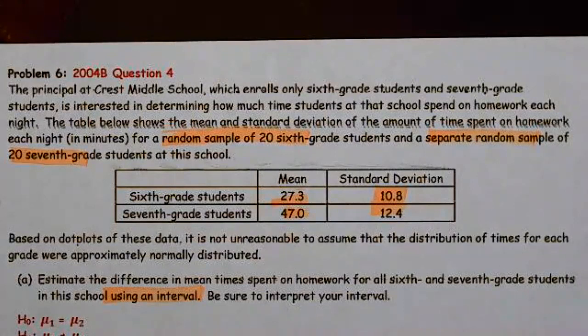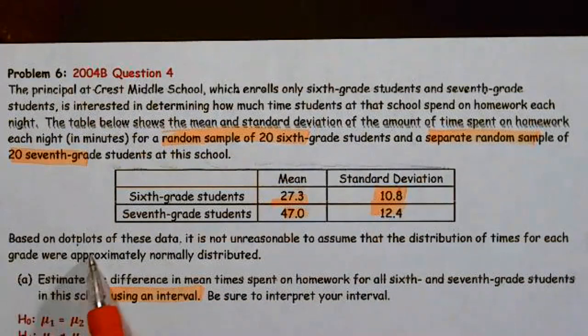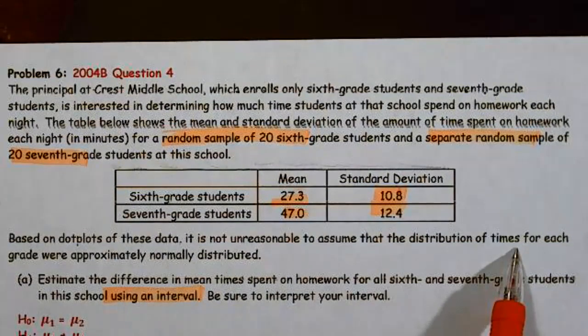Now, we can assume that those standard deviations and means came from the sample. Otherwise, how did they get them? And they told us that they were taking a sample. As soon as they say mean, and as soon as I have standard deviation, I go, all right, I'm running a t-test. So I know I'm running a t-test, and because I have 2 samples, the 2 sample t. They tell us, based on dot plots of these data, it's not unreasonable to assume that the distribution for each grade were approximately normally distributed. We need to not forget that that's going to be important information.